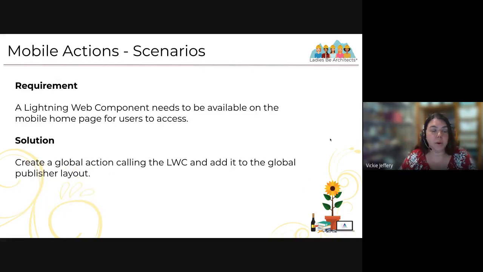Second one is we want to add a Lightning Web component. It needs to be available on the mobile homepage for users to access. Real simple. We just create a global action calling the Lightning Web component, and we add it to the global publisher layout.